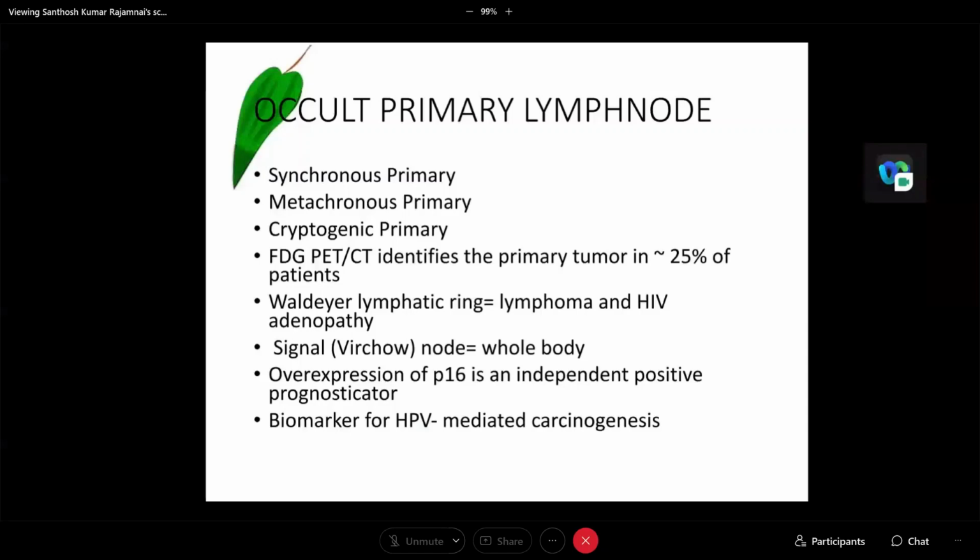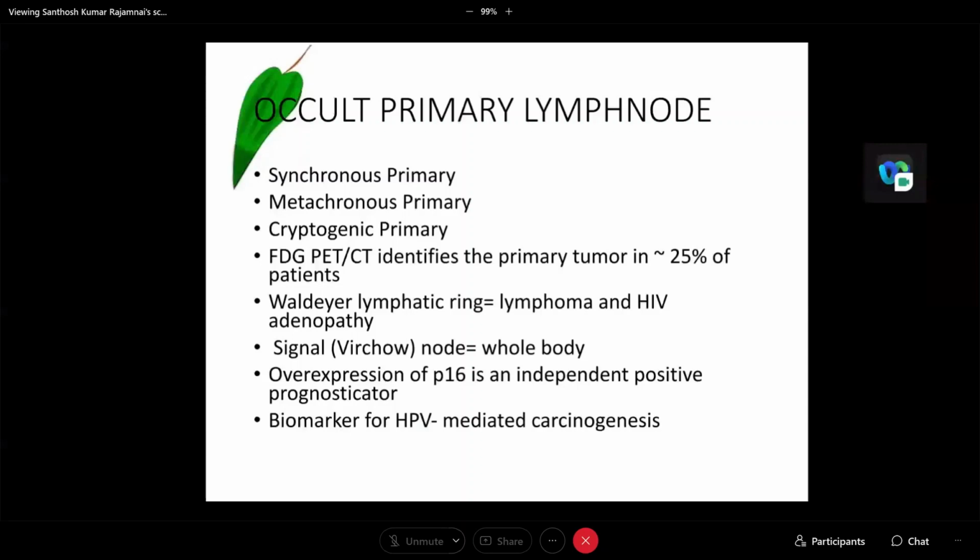We did a CT scan. There was a suspicious lesion in the base of the tongue. The patient did not turn up for treatment. Many months went by, and now the patient has a fulminant, fungating secondary in the tongue. So that is an occult primary lymph node with a metachronous primary, right? A metachronous primary is when you have the primary and then the secondary occurs after some time, like this case of a tongue-based malignancy.